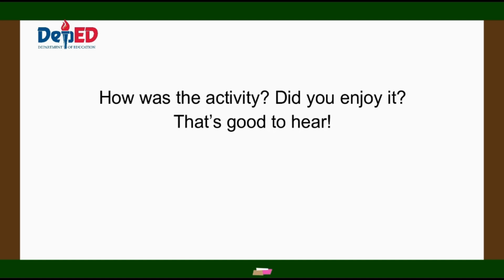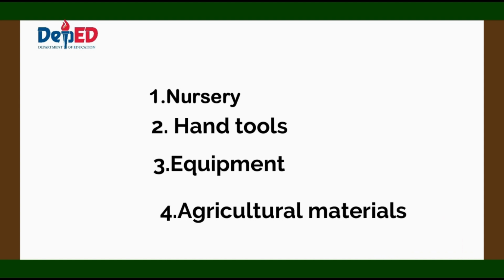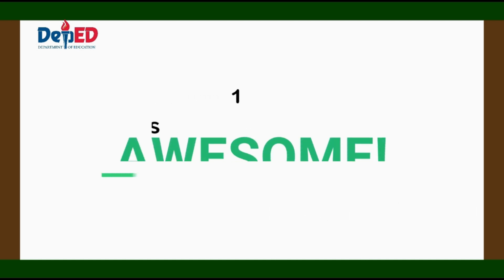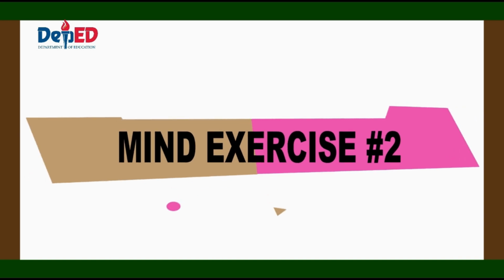How was the activity? Did you enjoy it? That's good to hear. Now let us see your answer if you get it all. For number 1, the answer is nursery. For number 2, hand tools. For number 3, equipment. And for number 4, agricultural materials. Did you get a perfect score? Awesome! Now let us proceed to mind exercise number 2.